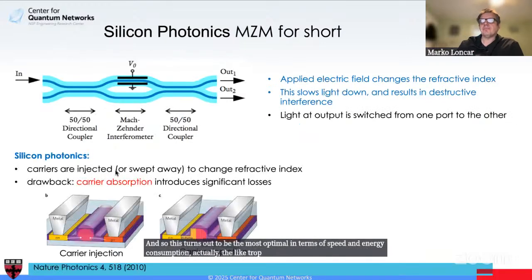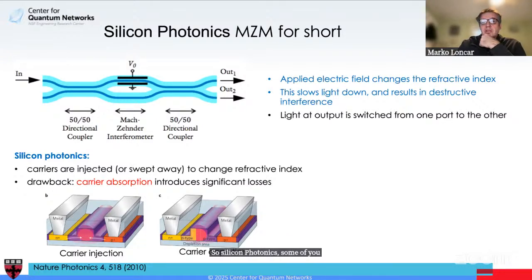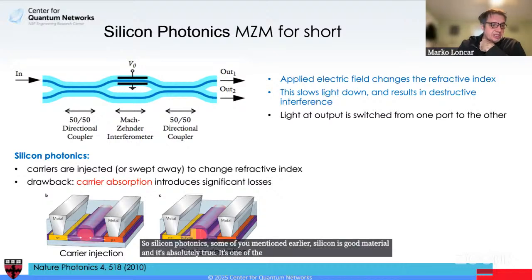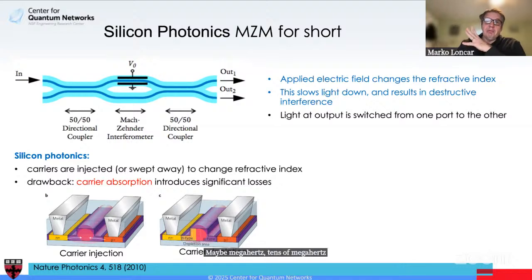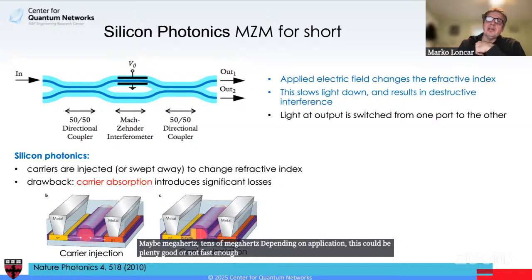actually, the electro-optic effect. So silicon photonics, some of you mentioned earlier, silicon is a good material, and it's absolutely true. It's one of the important materials in classical photonics. Unfortunately, to make this modulator, silicon doesn't have an electro-optic effect. If you make a MEMS device, it is limited to speeds of maybe megahertz, tens of megahertz. Depending on the application, this could be plenty good or not fast enough. I said sometimes you want to go to hundreds of gigahertz.